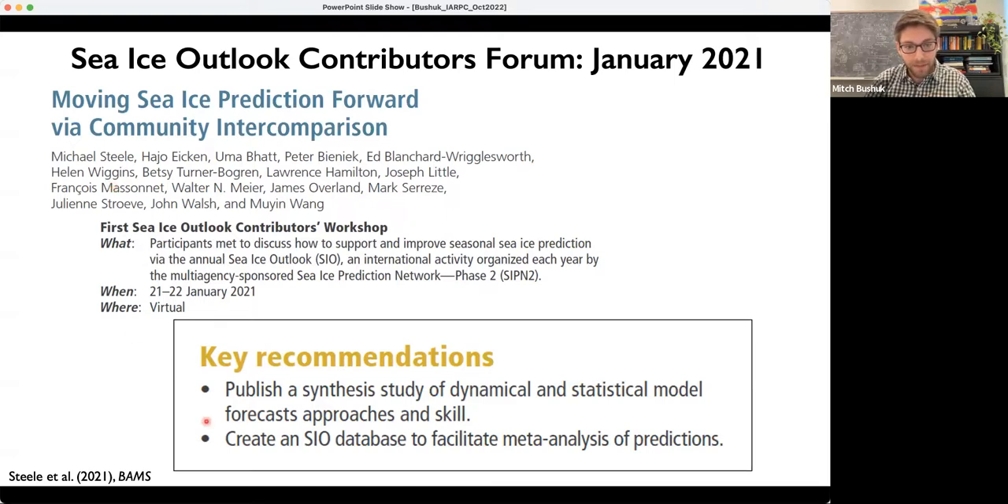And two of these recommendations that I want to highlight here were, first, a need was identified to do an apples to apples comparison of the skill of dynamical and statistical models, using ideally a common time period and also the same skill metrics, so that we can put all the models on a common footing and get a sense of where we are at as a community with regard to our prediction skill. And then a related secondary goal was this need to create a database of these retrospective predictions to allow for further analysis of these seasonal sea ice predictions.